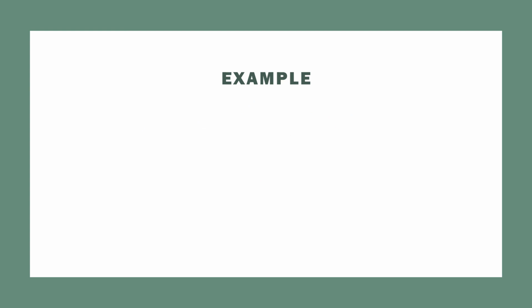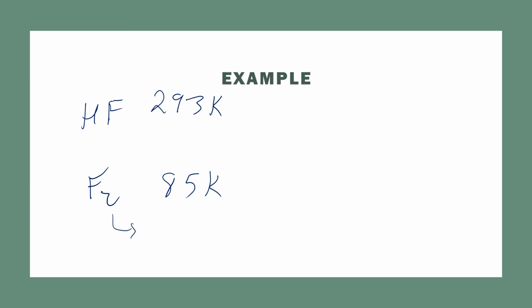Okay, let's say we have two molecules. Let's say we have HF and F2. HF has a boiling point of 293 Kelvin, whereas F2 has a boiling point of 85 Kelvin. Why is there such a discrepancy in their boiling points? Well, the best way to figure this out is to determine their intermolecular forces. Now, F2 is a nonpolar molecule, so it will only have dispersion forces.